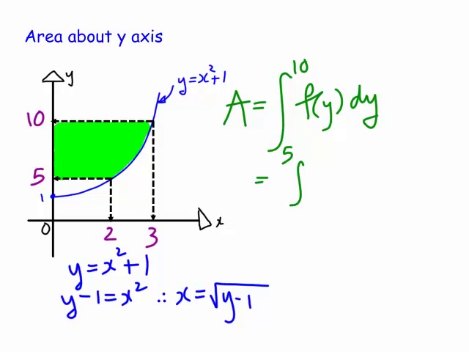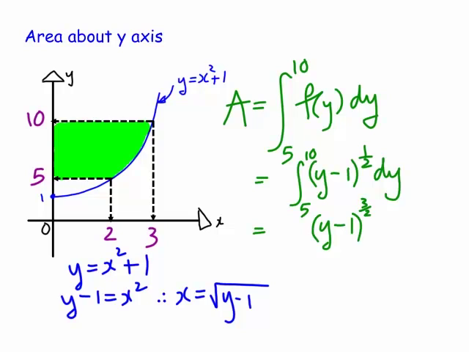Now we substitute this back into our formula. The area equals the integral, and I'm going to rewrite that in index form as y minus 1 to the power a half dy. The bounds are still the same, 5 and 10. Now I have to integrate y minus 1 to the power a half. So that becomes y minus 1 to the half plus 1, so y minus 1 to the power 3 on 2, all over 3 on 2. Because I'm dividing by 3 on 2, I'll multiply by 2/3. So I'm going to rewrite that as 2/3 of this expression, taking the 2/3 out, evaluated between 10 and 5.